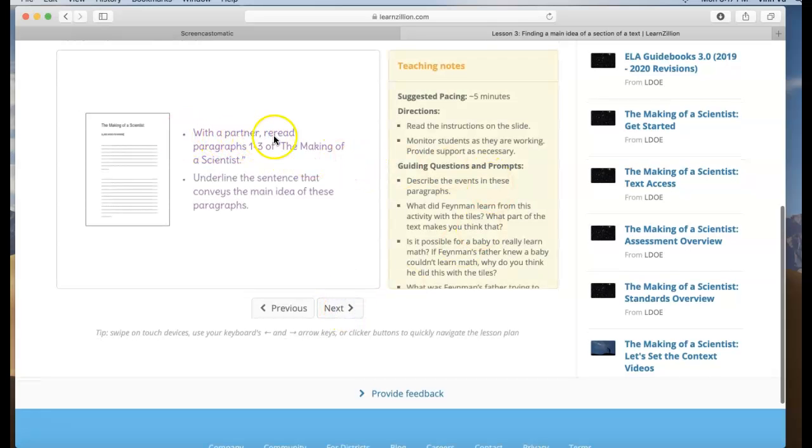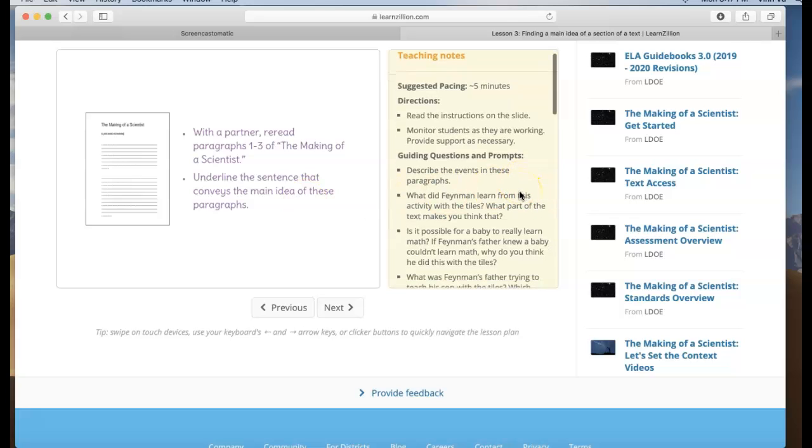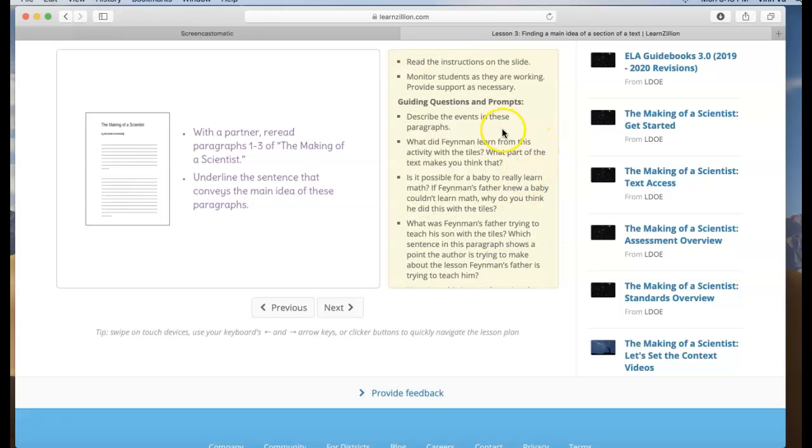With a partner, reread paragraphs 1 to 3 of The Making of a Scientist. You can underline the sentence that conveys the main idea of these paragraphs, or you can jot it down in your document on Google. So, when you are rereading with your partner, think about these questions and answer them if you can, so you can discuss it later as a whole class.